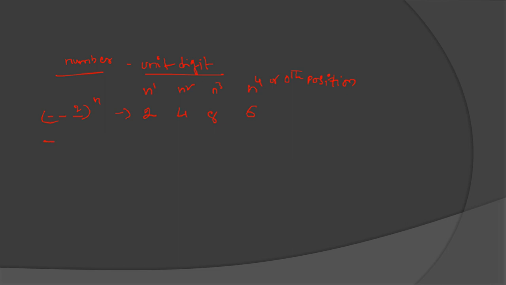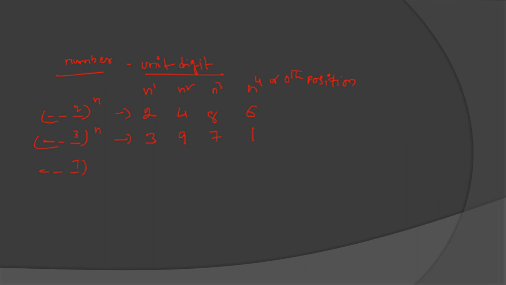Clear? So next one, 3. 3 power n: 3 power 1, unit digit 3. 3 square is 9. 3 cube is 27, unit digit 7. 3 power 4 is 81. Sorry, the unit digit is 1. Clear?